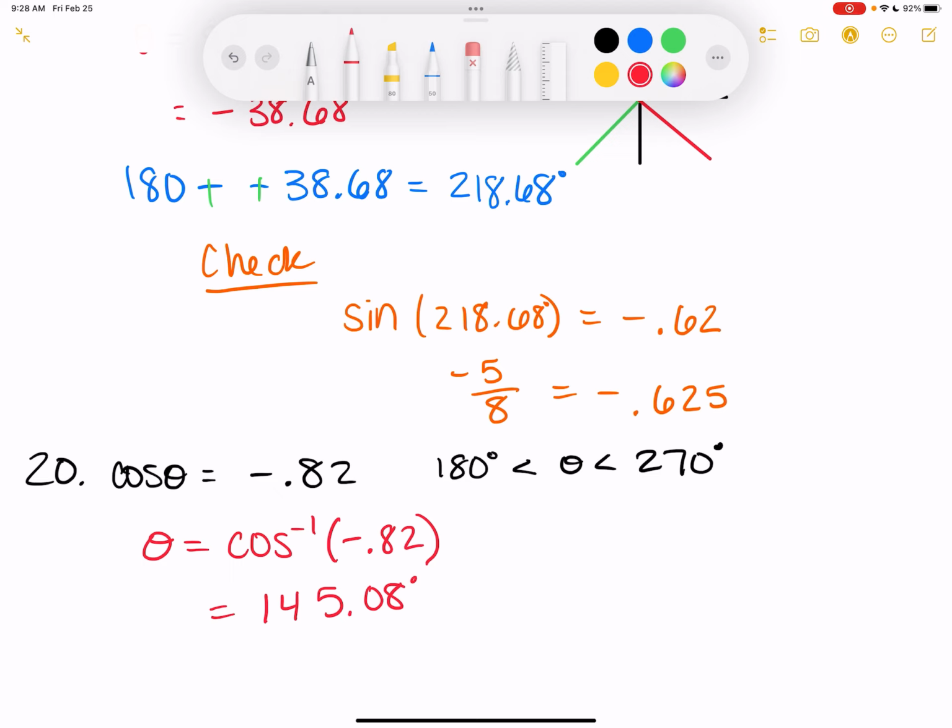Okay, so now I'm looking at my graph. 145 degrees would occur where? Somewhere in the second quadrant. But where do I want my answer to fall? The third quadrant. Why do you want it down there? Because you want theta, right? Because it says that it wants it between 180 degrees and 270 degrees. So it wants my answer to be in quadrant 3. Okay, so you just add 90.